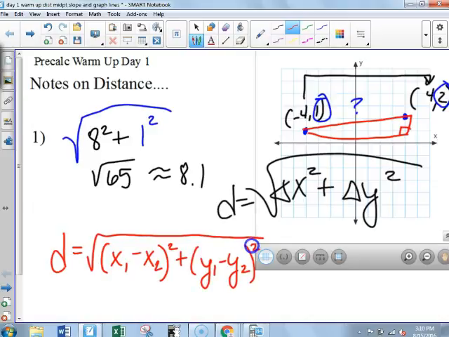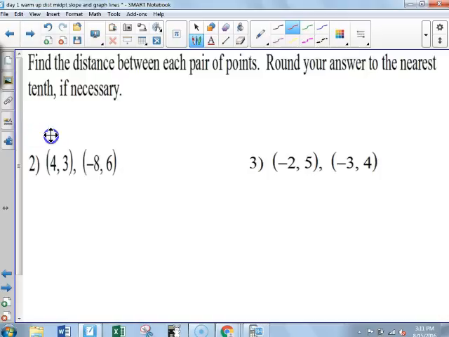And sometimes teachers do x2 minus x1 and y2 minus y1, but it doesn't matter what order you subtract them in because you're going to square it anyway. Does that look familiar? Do you understand what I'm talking about conceptually? If you just find the difference in the x's, the difference in the y's, do Pythagorean theorem. It will save you time and effort. Okay, so let's do this one in our head.